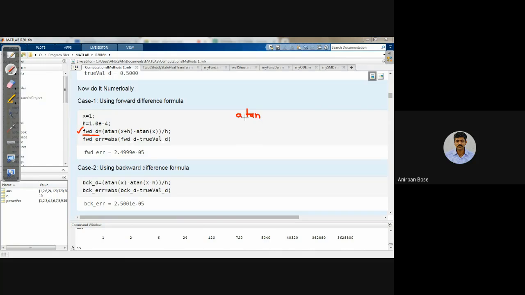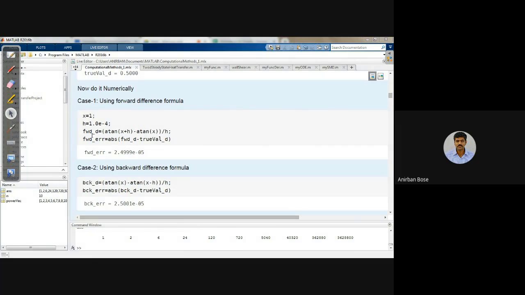This is the function a tan, that means tan inverse. So a tan at x plus h minus a tan at x, because this is the functional value, that is tan inverse. So the functional value at x plus h minus a tan of x divided by the value of h, that is the forward difference formula. So you have already defined h and x, and you can easily find the value using forward difference.